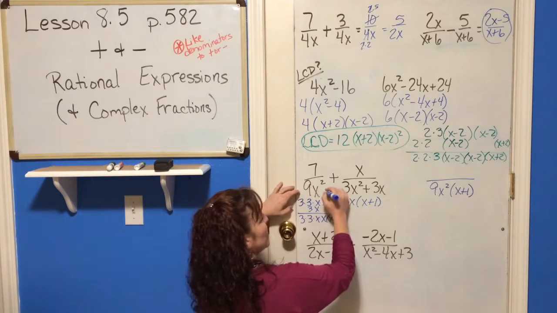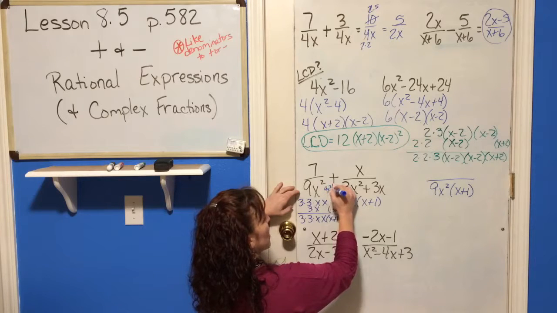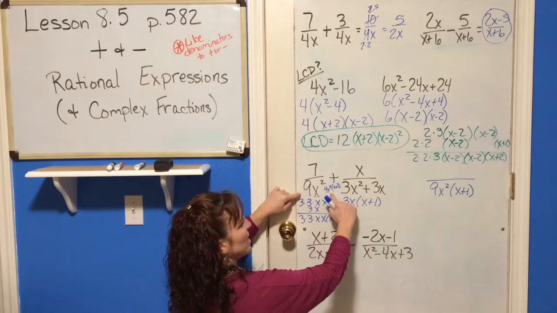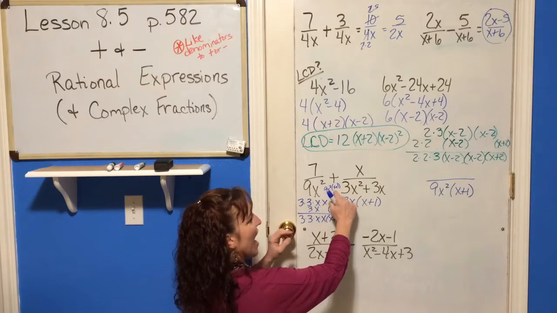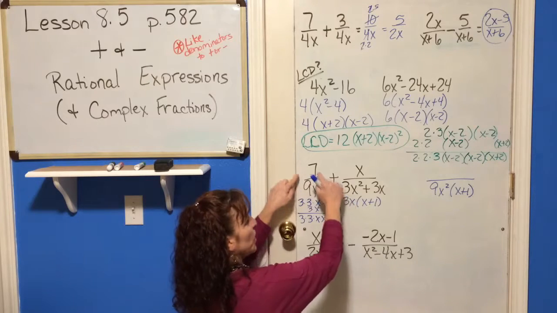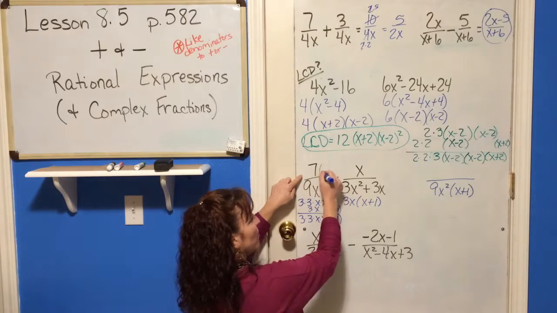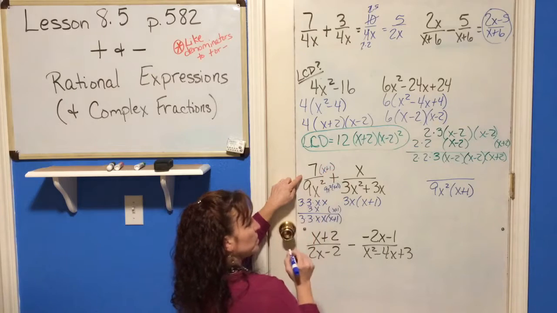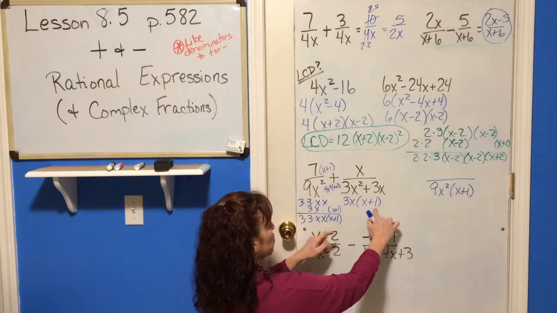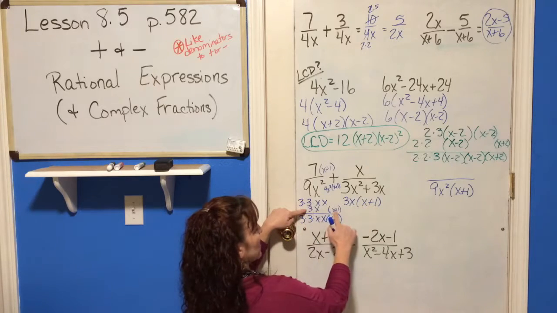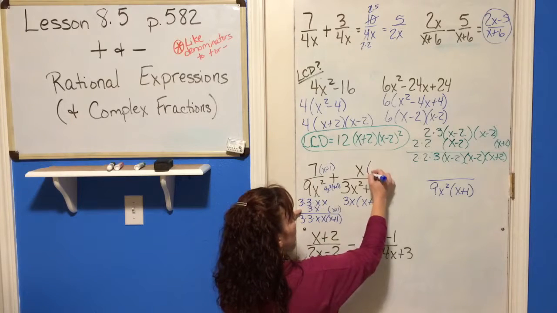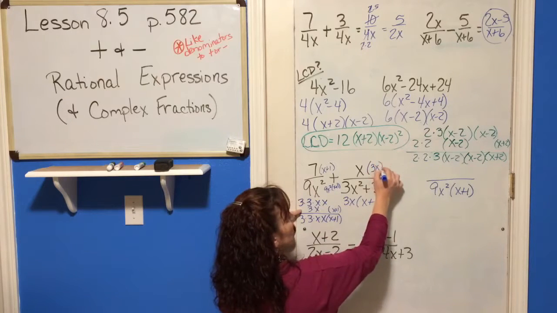So when I make this be 9x squared times x plus 1, well, in order to get from 9x squared to 9x squared times x plus 1, I had to multiply this denominator by x plus 1. So if I'm going to multiply the denominator, I have to multiply the numerator also. And this had a 3x times x plus 1. So there's a 3x and an x plus 1. So we're missing an x and we're missing a 3. So I'm going to multiply this one by 3x.